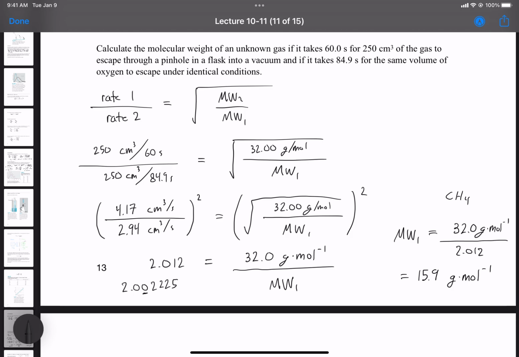But let's just go over our calculation. 32 divided by 2.012. So yes, it does make a difference here. Our answer would be 15.9, but in the calculated answer, since the number is smaller than 2.012, it'll actually be 15.98, and we will round that to 16. So that is in fact methane gas. Okay, so that's that problem.